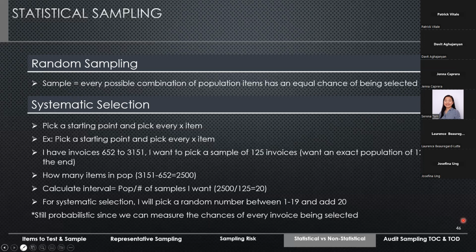And for the first number, you could say I'm choosing from 1 to 19. Let's say 6. Then you do 652 plus 6, so 658. And then you do plus 20, plus 20, plus 20, plus 20, plus 20. That's how you get a systematic selection, right? So you're not taking the first 125, but you're getting a spread all over the invoices.